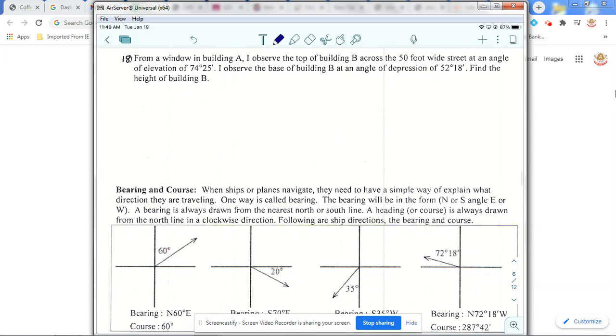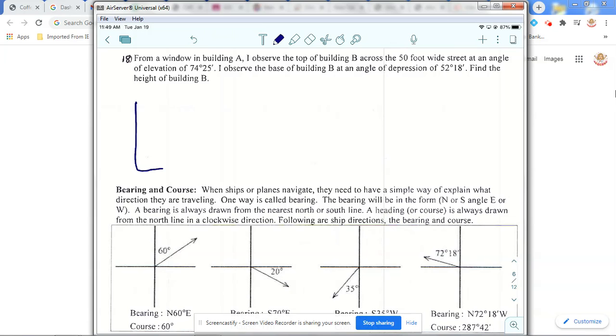Okay, last one for today is number 18, and this one is kind of tough. Normally, I kind of divide up the class to do this one together, but that'll be a little difficult for me to do from home. So from a window in building A, I observed the top of building B across the 50-foot wide street at an angle of elevation of 74 degrees, 25 minutes. I observed the base of building B at an angle of depression of 52 degrees, 18 minutes. We're going to find the height of building B.